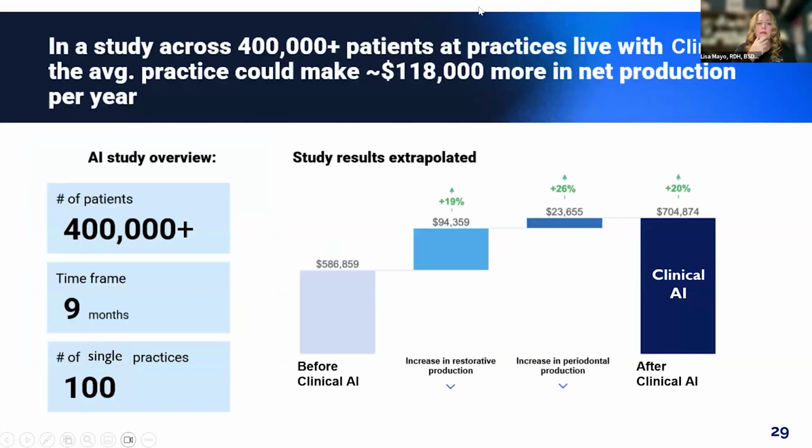Oh, perfect. And there's the study we were talking about here. Yes, that's my study. You can see the 20% increase post AI in net production for those particular practices that are leveraging this tool. Okay, very nice.